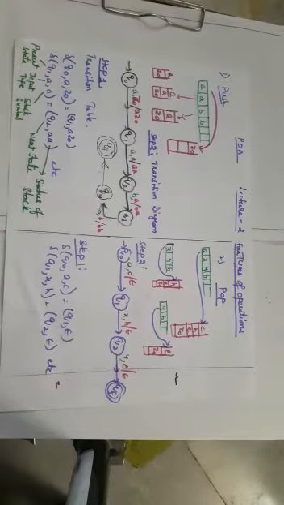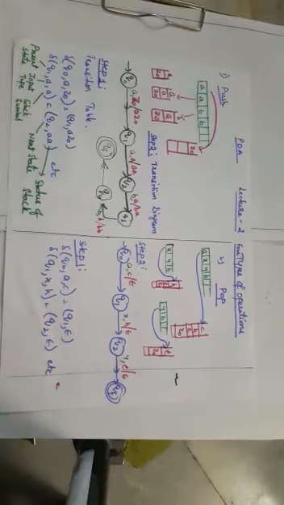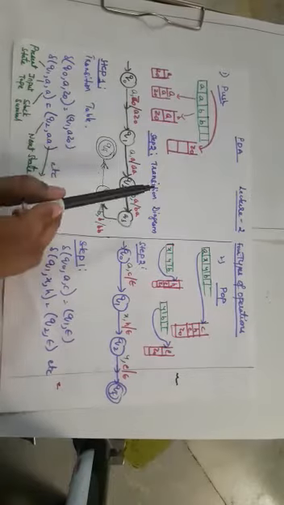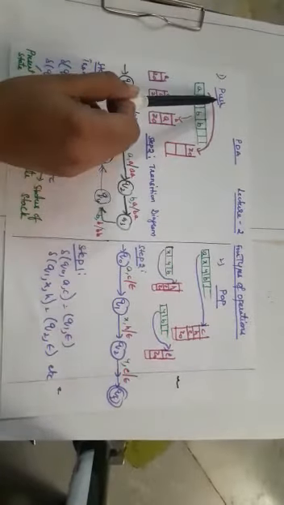Hello students, we are going to discuss the types of operations in PDA. There are four types of operations: push, pop, read and replace. So, coming to the first one, the push operation.